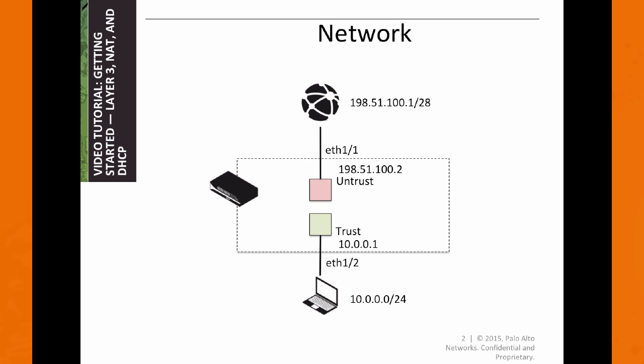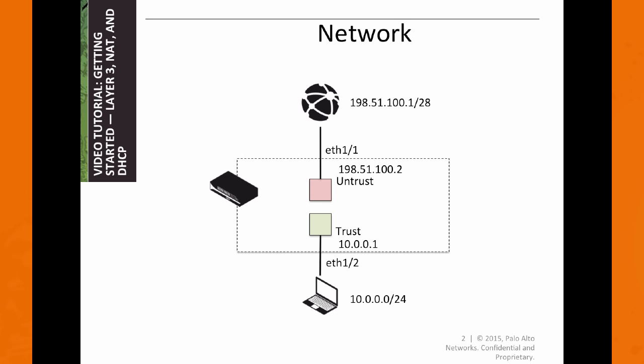Let's first take a look at our setup. The last time we were using a VWire, which meant that the external IP address would be used on the inside by our clients. Now we're going to be setting up the firewall in Layer3. It's going to have an external IP address using the IP range provided to you by your ISP and an internal IP address in the private address space.